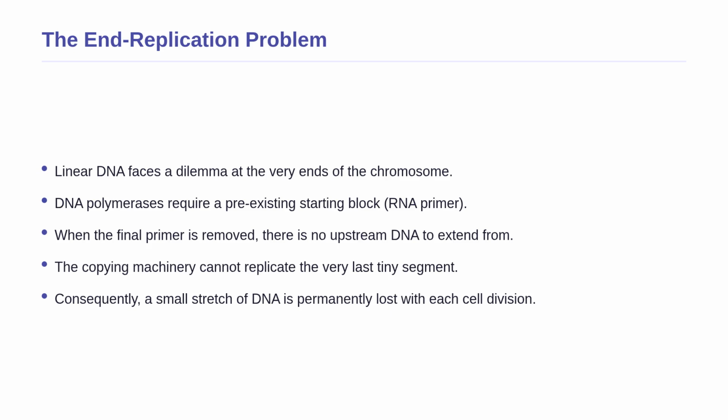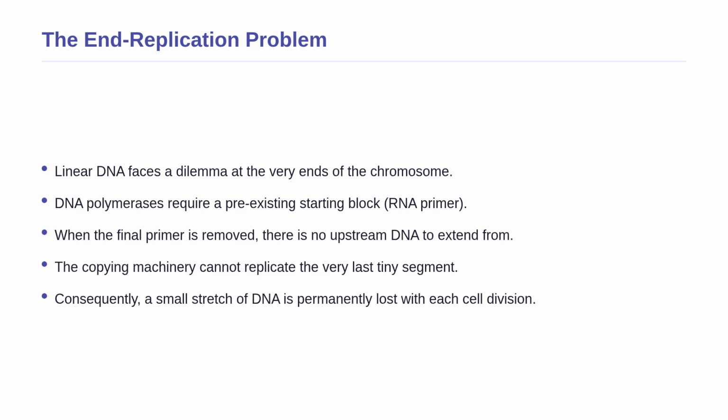While multiple origins solve the speed issue, being linear introduces a new severe complication known as the end replication problem. Imagine you are painting the floor of a room and you slowly back yourself into a corner. When you reach the very edge, you cannot paint the exact spot you are standing on without stepping outside. Linear DNA faces a very similar dilemma.